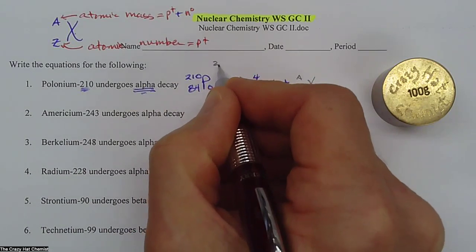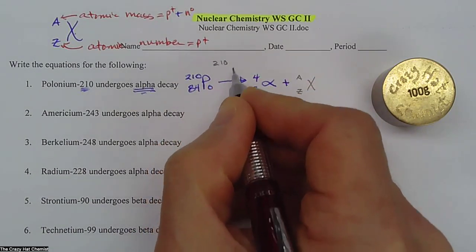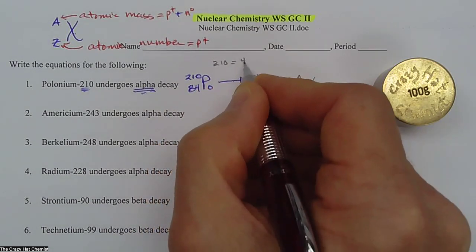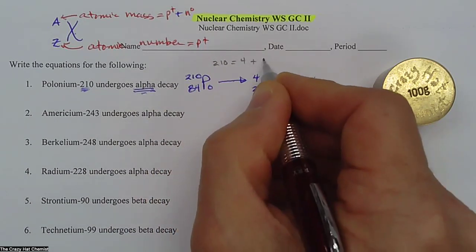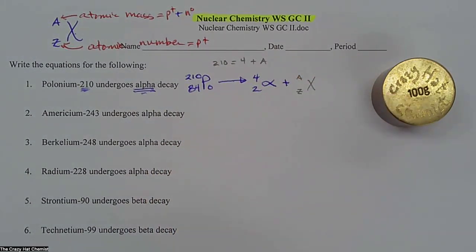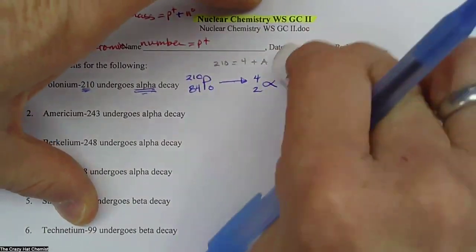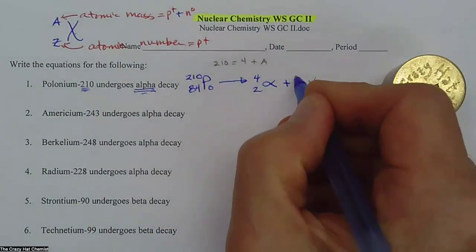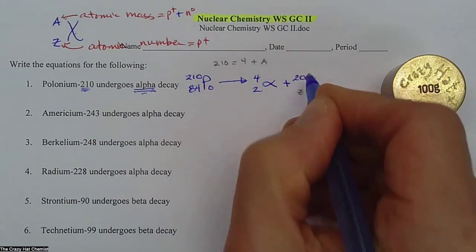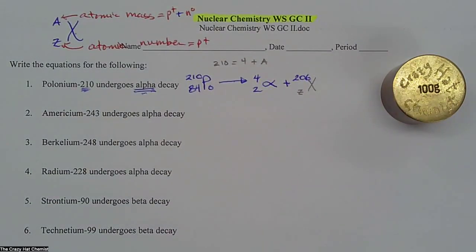We're going to take our 210, that's equal to 4 plus A. A is what we're solving for mathematically. So that's 210 minus 4. So that means that this A right here, I'm going to replace that A with the 206. 206, just like that. All right, perfect.